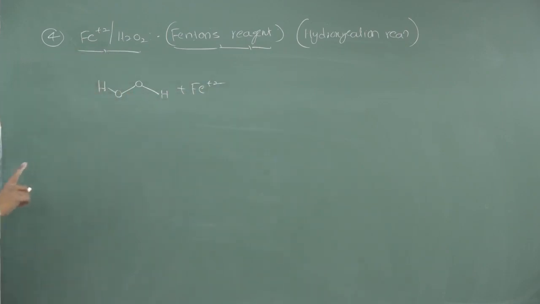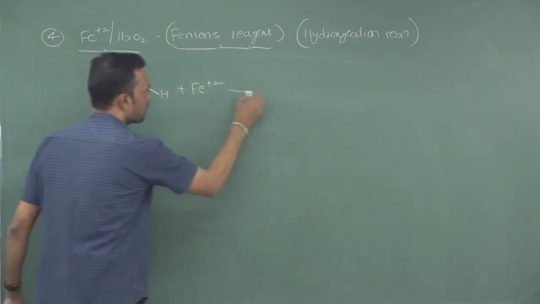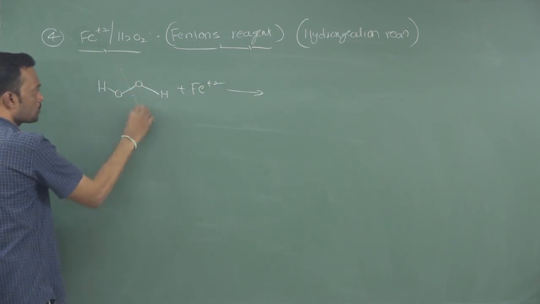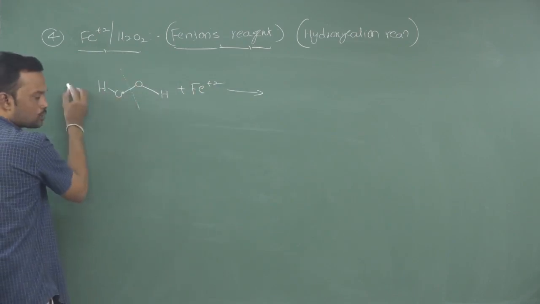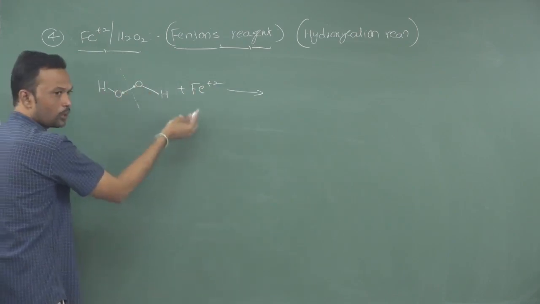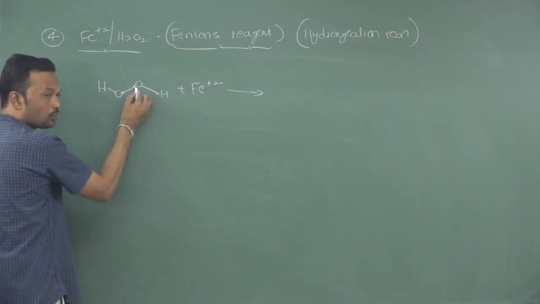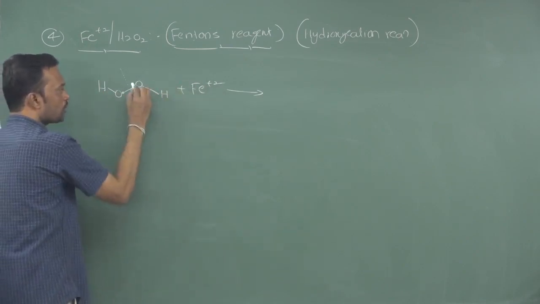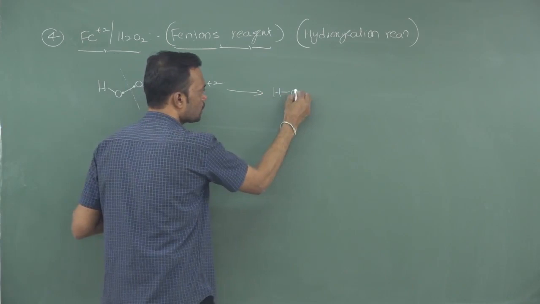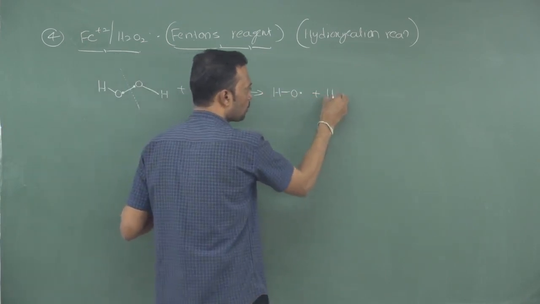Charge present in ferrous is plus 2. Now when ferrous breaks the bond present between the two oxygens, here you will get one radical, oxygen carrying one electron. Now iron will donate one electron here. When ferrous donates one electron, what happens? This becomes a hydroxy radical, and what about the other one?